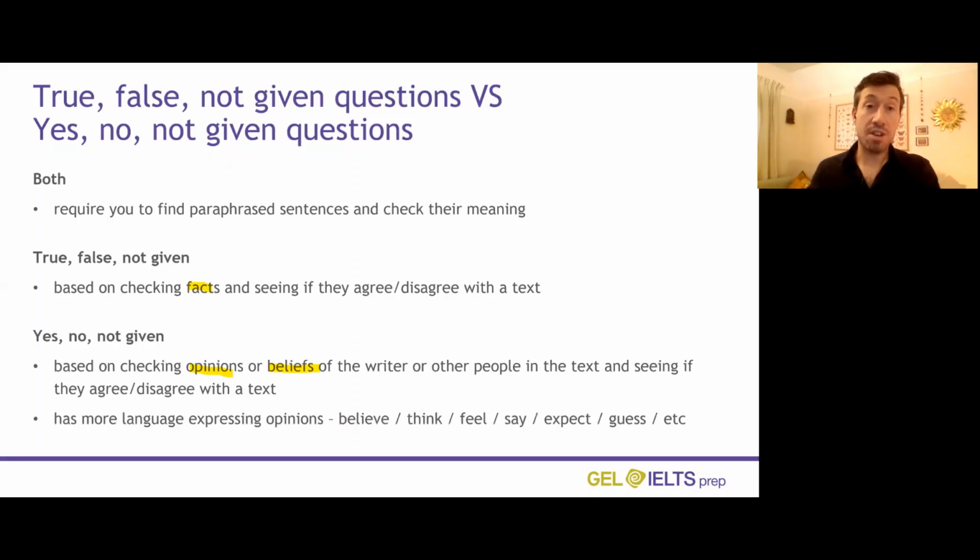Now, in the yes, no, not given, the sentences that you have to check have more language expressing opinion. So verbs like believe, think, feel, say, expect, guess, these kinds of verbs. Whereas in true, false, and not given, it will just be stating a fact like this is this or there are this. So things that are just either true or false. So that's kind of the main difference. Also, the IELTS reading that usually you get yes, no, not given questions is usually the reading 3, because that's often written from someone's perspective or from someone's point of view.